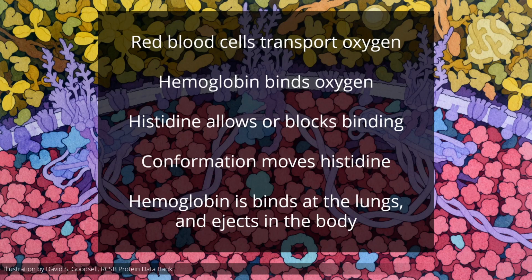We discussed how changes in temperature, acidity, and concentration of metabolic byproducts affect the conformational shape of hemoglobin, and how this complex system allows oxygen to bind at the lungs and then be delivered to the tissues.